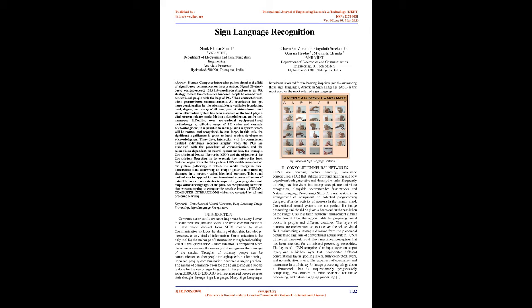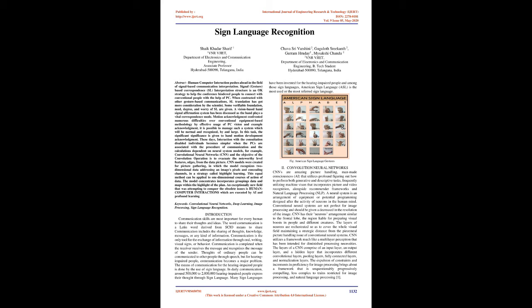Some historical background, need, scope, and concerns of SL are given. A vision-based hand signal recognition system has been discussed, as the hand plays a vital communication mode. Motion recognition confronted numerous difficulties over conventional equipment-based methodology. By effective usage of computer vision and pattern recognition, it is possible to develop such a system which will be natural and recognized, by and large. In this task, the significance is given to hand motion movement recognition.